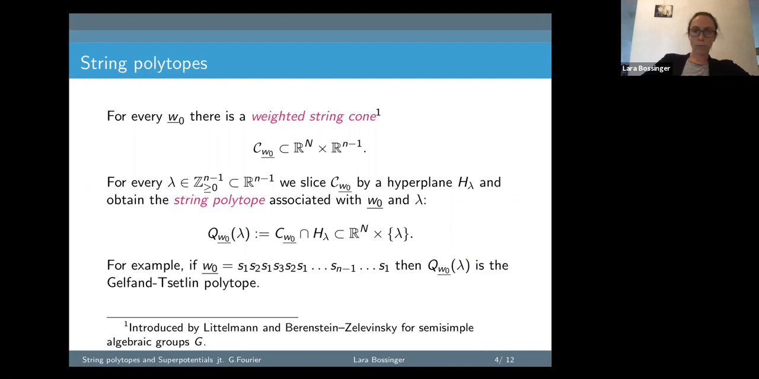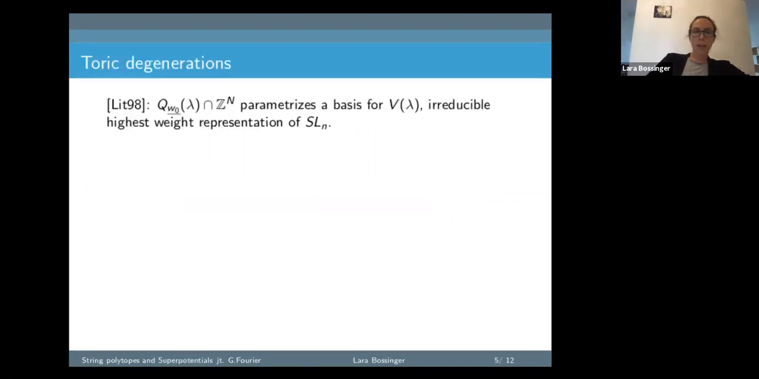Now, why are these string polytopes interesting? Well, I already mentioned they show up in the setting of evaluations, so you can construct toric degenerations using the string polytopes. Littelmann already showed, and that's actually the reason why he introduced them, that the integral points in these polytopes parameterize bases for the irreducible highest weight representations of SL_n, and then more generally, they parameterize Lusztig's dual canonical bases.